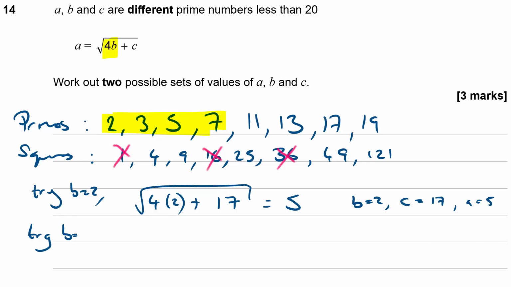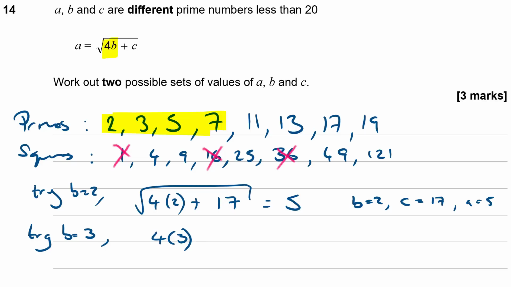So let's try another small b. Let's try 3. So again, 4 lots of 3 would be 12. Now can I add another prime number on to get one of my square target ones that I'm looking for? So add in 2 would be 14. That doesn't work. Add in 5 would be 17. That doesn't work. Add in 7 would be 19. Nope. Add in 11 would be 23. Add in 13, that'd be 25 again, wouldn't it?